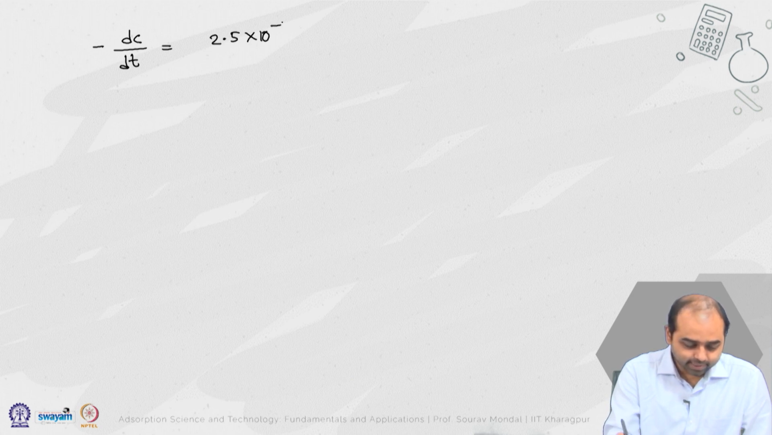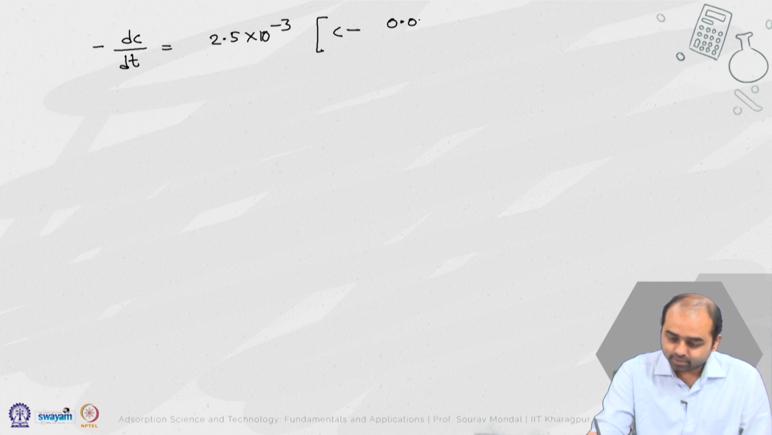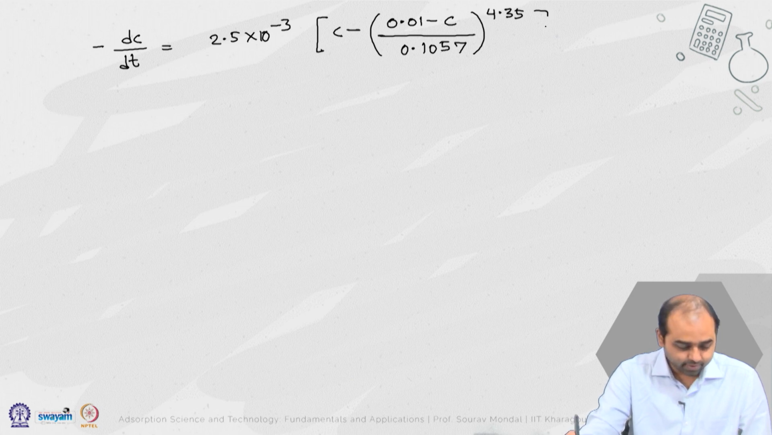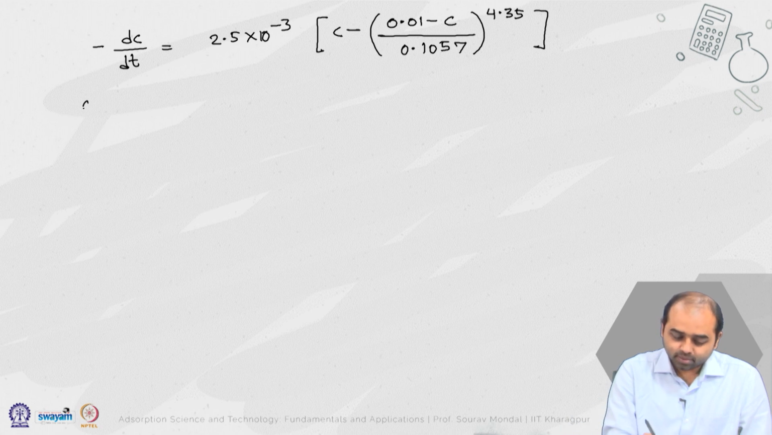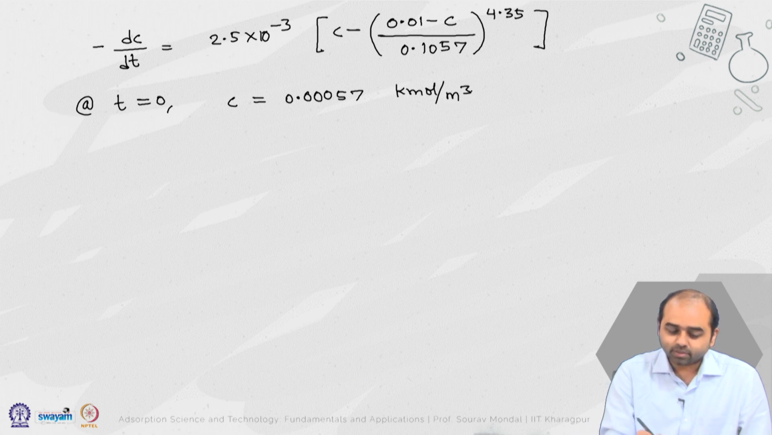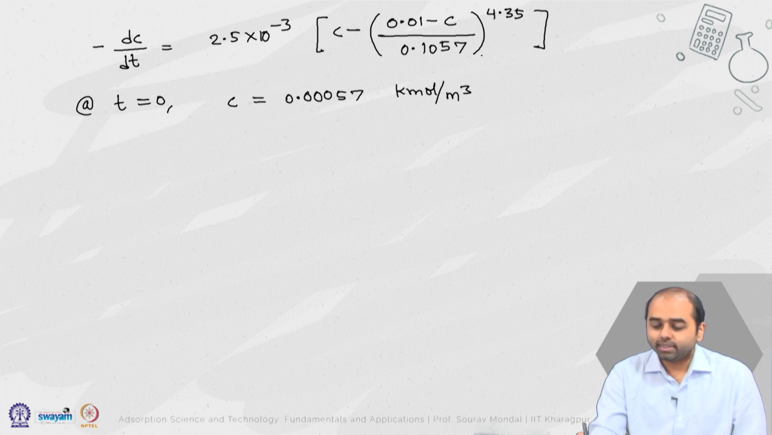2.5 into 10 to the power minus 3 multiplied with c minus 0.01 minus c divided by 0.1057 to the power 4.35. Now of course, to solve this you need the initial condition at t is equal to 0. C was given as 0.00057 kilomole per meter cube. Please note that this is a nonlinear differential equation which cannot be solved analytically in this case.